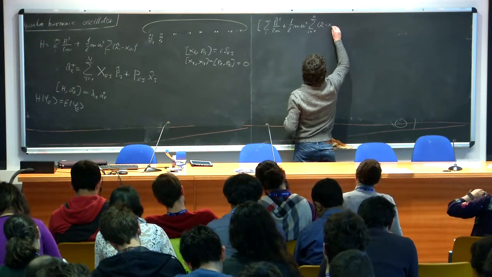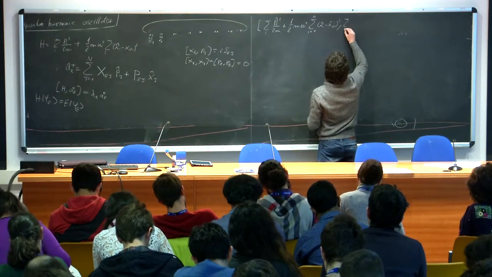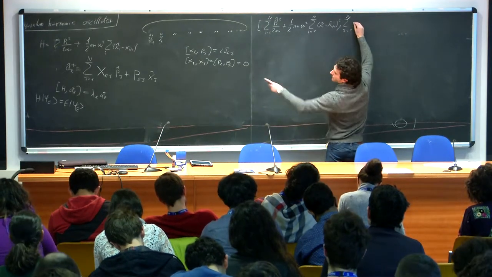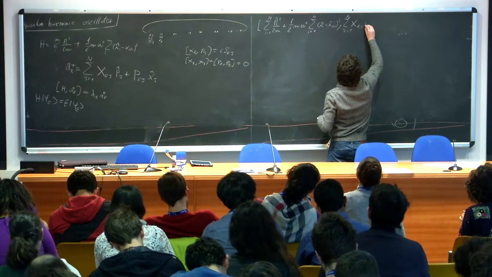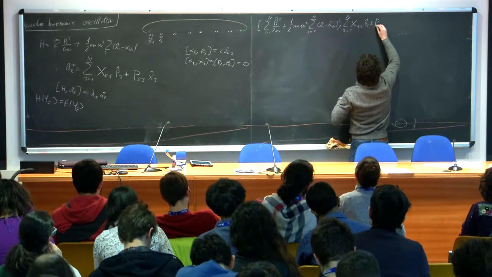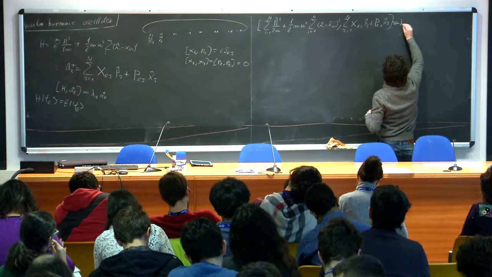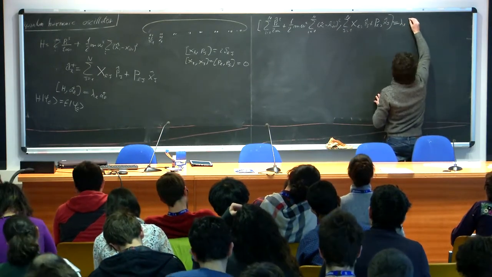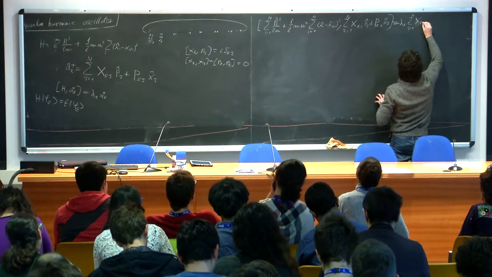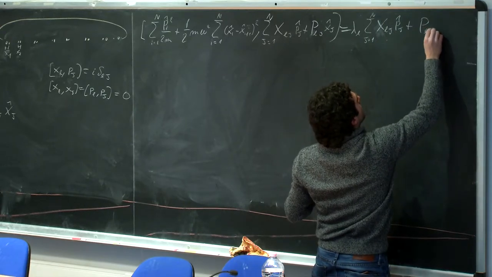of (x_i minus x_{i+1}) squared, commutated with that linear combination, sum over j from 1 to n of, not y, I call it b, b_lj p_j plus a_lj x_j, and we would like to impose that this is equal to lambda_L times sum over j from 1 to n of b_lj p_j plus a_lj x_j.